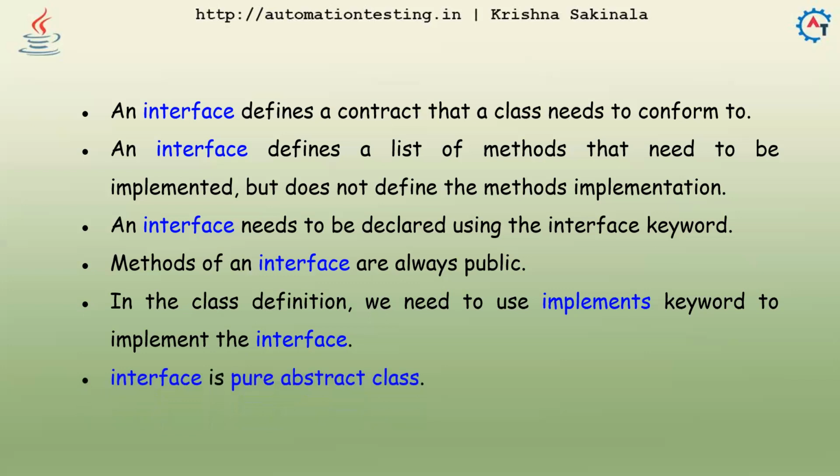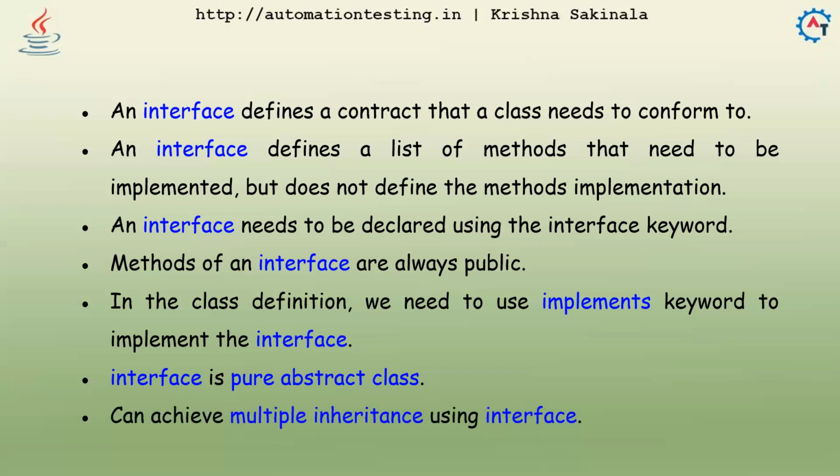Interface is a pure abstract class. So what do you mean by pure abstract class? An abstract class may contain both abstract methods and concrete methods. But in an interface, you cannot write concrete methods, only abstract methods. Because of that, interface is a pure abstract class. If you go back and revisit abstract classes and abstract methods, then you will see the difference between these two. An abstract class may contain concrete methods and abstract methods, but in an interface you will have only abstract methods.